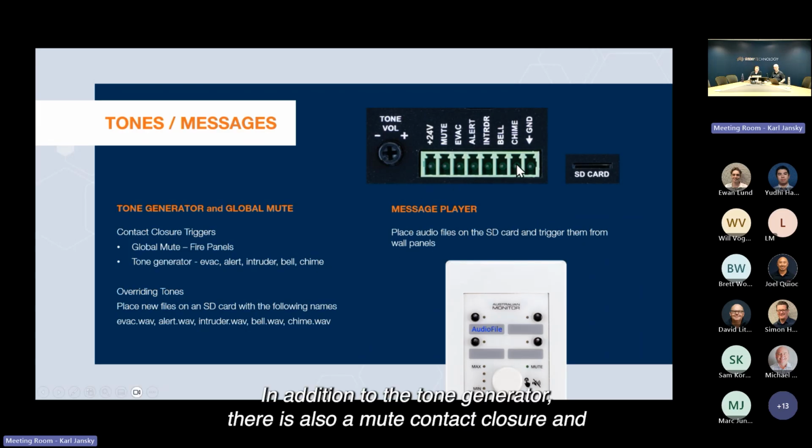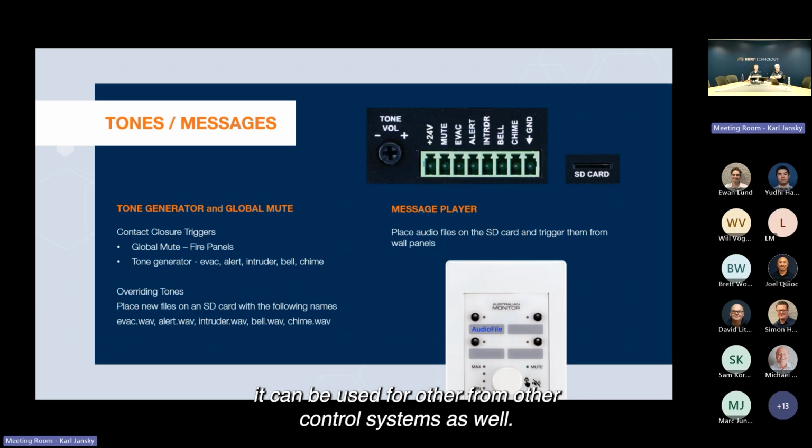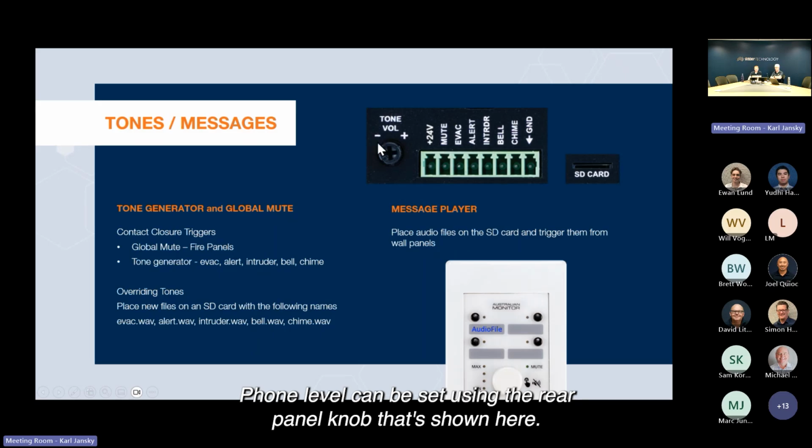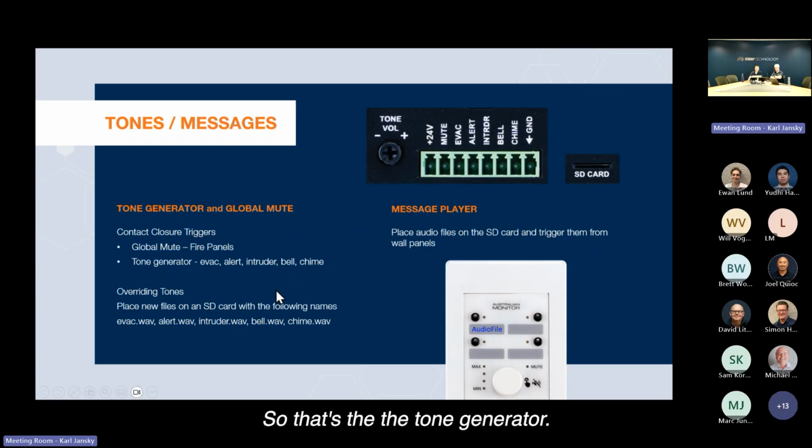In addition to the tone generator, there is also a mute contact closure, and that is a global mute which will mute the entire system. And that's predominantly for things like fire panels, but again, it can be used from other control systems as well. Tone level can be set using the rear panel knob that's shown here. It can also be set within the software as well. So that's the tone generator.